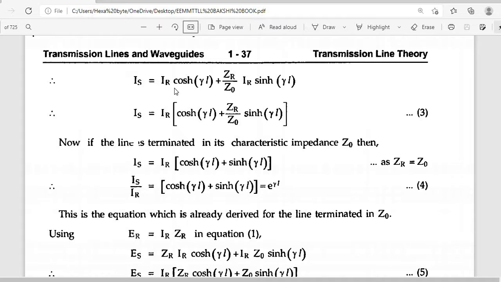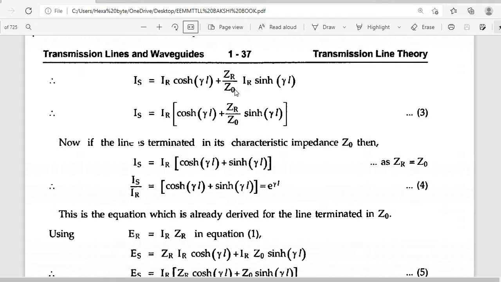So now IS is equal to IR cosh gamma L plus ZR by Z naught IR sinh gamma L. IR is common, so IS is equal to IR times cosh gamma L plus ZR by Z naught sinh gamma L. Now if the line is terminated in its characteristic impedance Z naught, then IS is equal to IR into cosh gamma L plus sinh gamma L, where ZR is equal to Z naught.